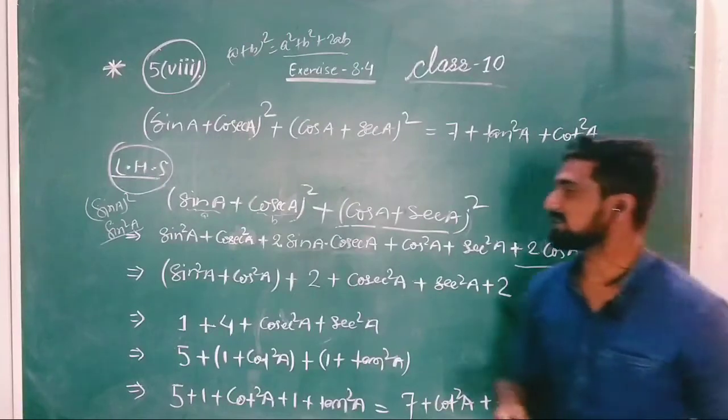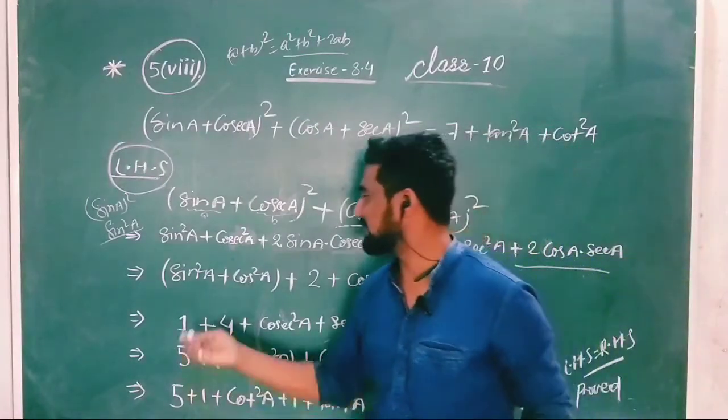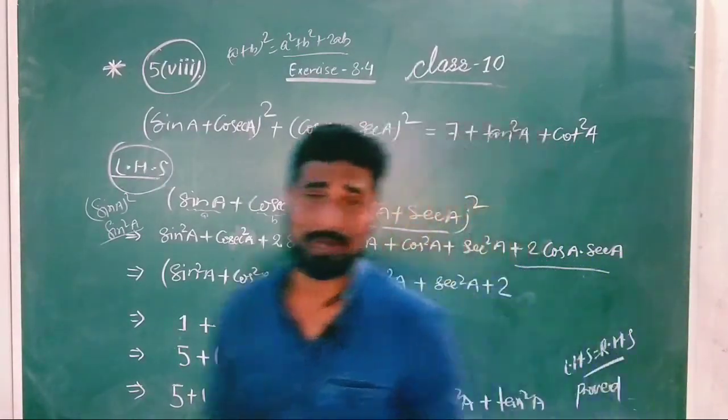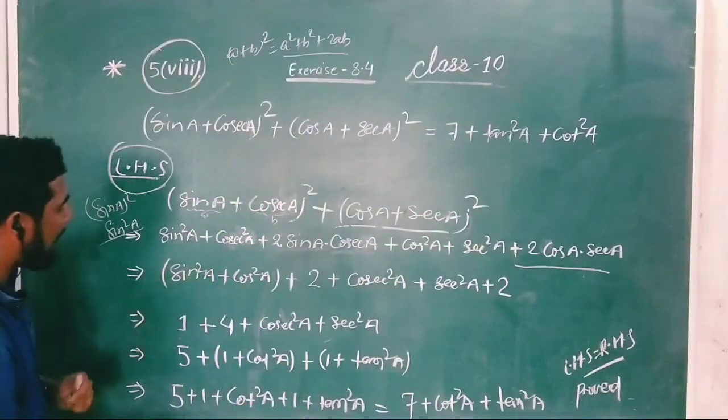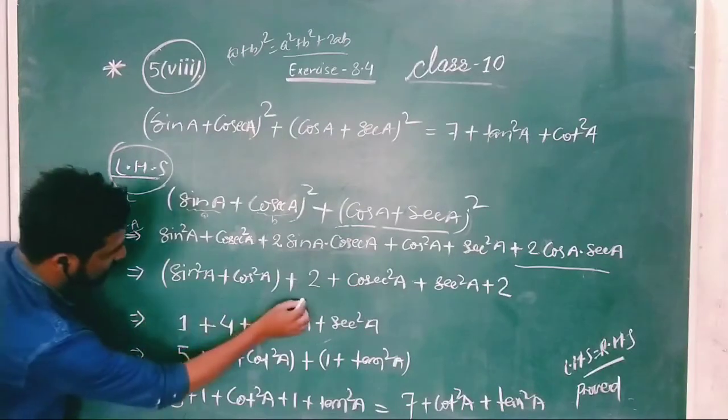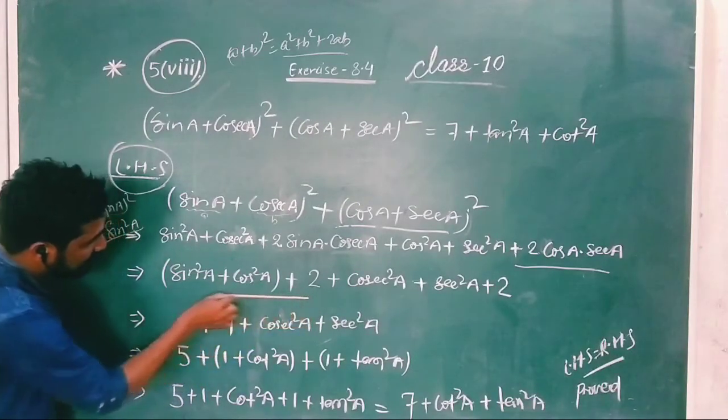Now after that, the next step you just see, it's written here. After that what to do? We have to just make an arrangement. You see, after getting this step I have just written something, have a look here. This is written what?